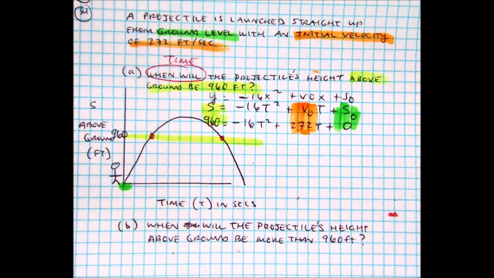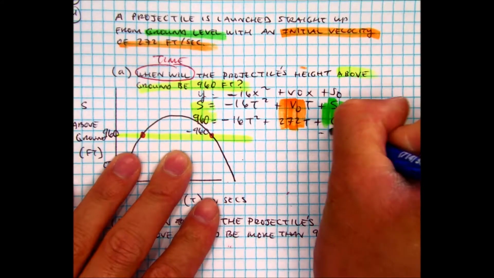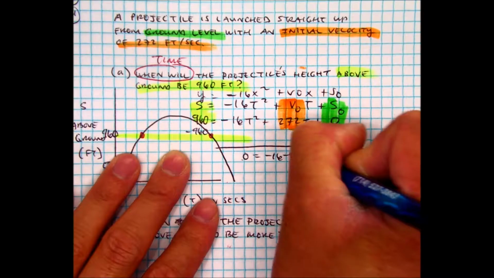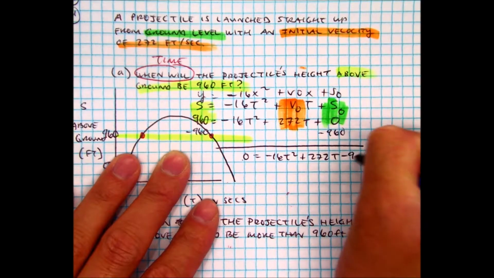Think to yourself all the ways you could solve quadratics. Show me that very special number when you're solving quadratics. When you're solving quadratics, it should be equal to 0. Class, how do I set that equal to 0? So I'm going to have 0 equals negative 16t squared plus 272t minus 960.